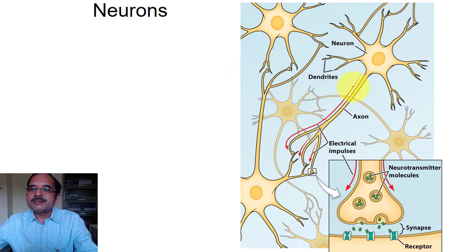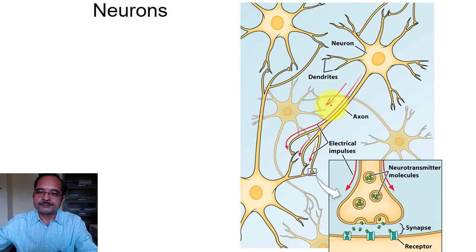So this is what we can see in this figure. The action potential originates at the axon hillock of one neuron and it starts propagating towards the next neuron.